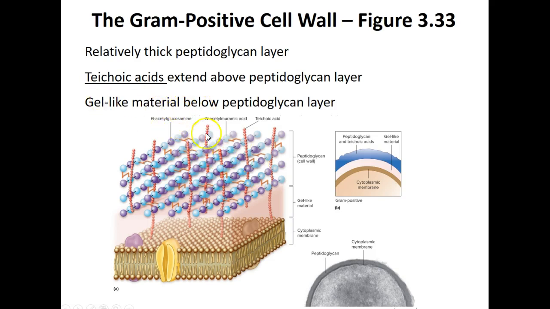Below the peptidoglycan layer, you have a gel-like material. The key important concept to take away with this gram-positive cell wall is that it's essentially a very thick layer of peptidoglycan. It's analogous to the medieval times when cities built thick walls to protect themselves, so to speak. Essentially, that's what's going on here. A thick layer of peptidoglycan provides the protection when we look at gram-positive cells.